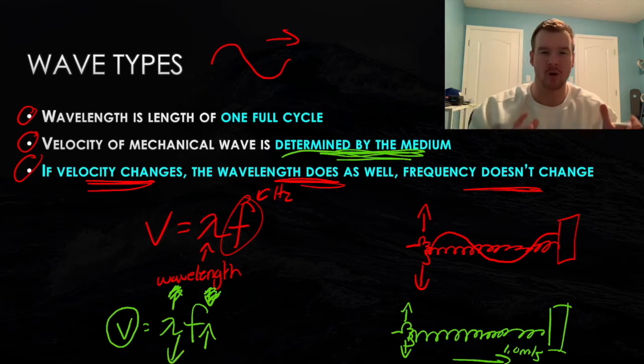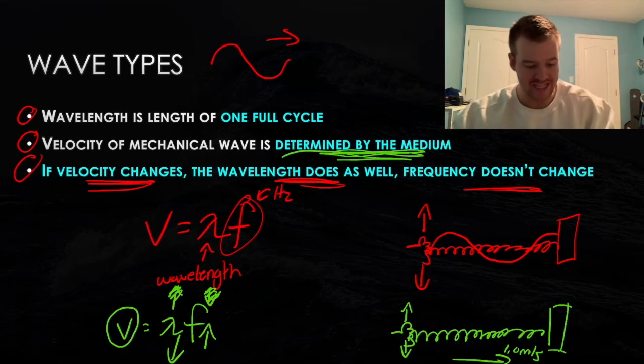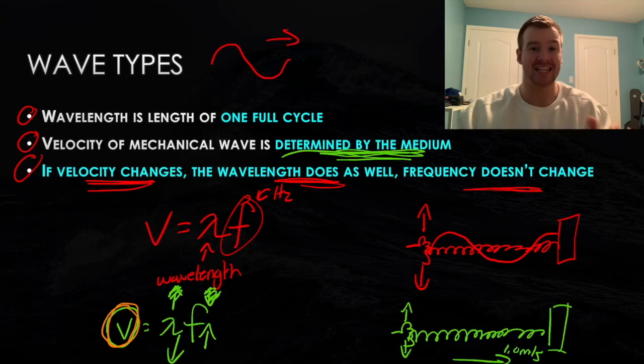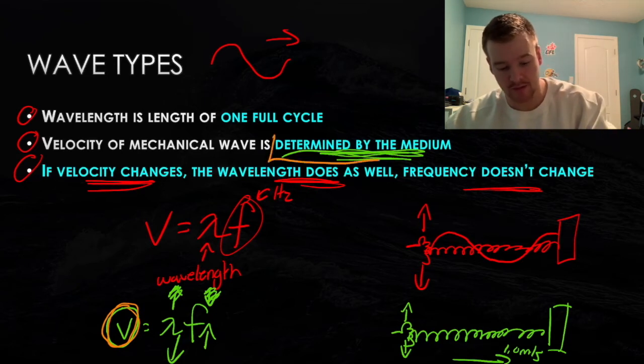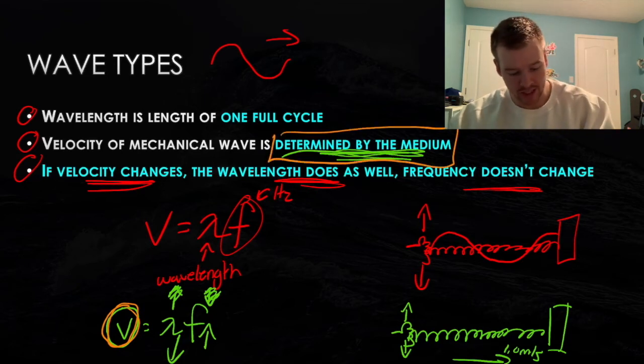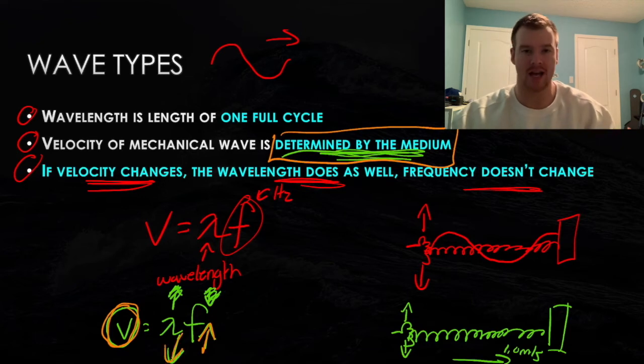I know it's kind of hard to show without actually shaking a spring. If it doesn't really make sense for what's happening in real life, we can just look at the math. For this number, velocity, to stay the same, which it has to because it's determined by the medium, if we're going to increase this number, this number has to go down.